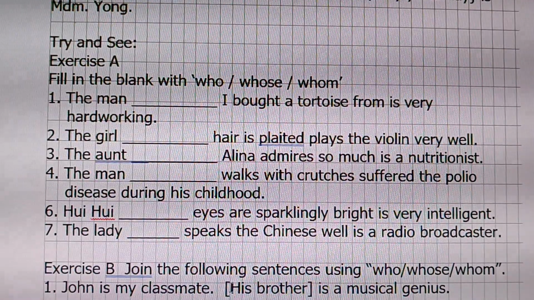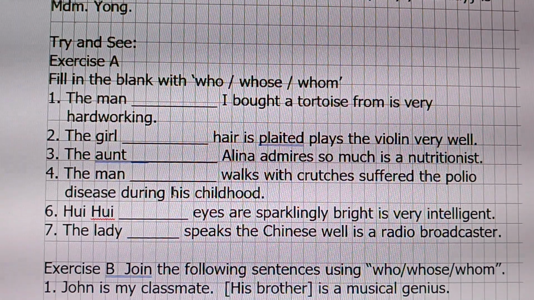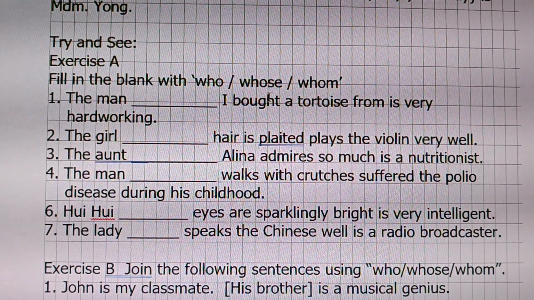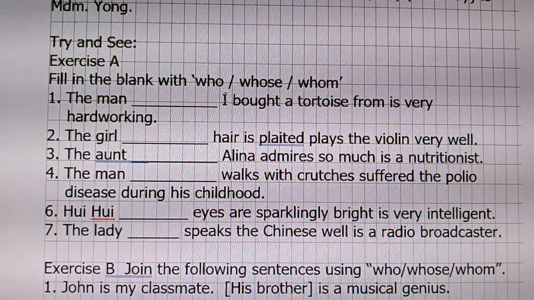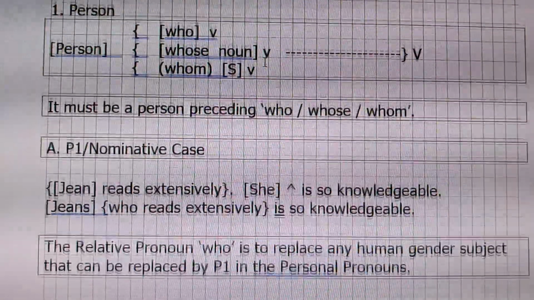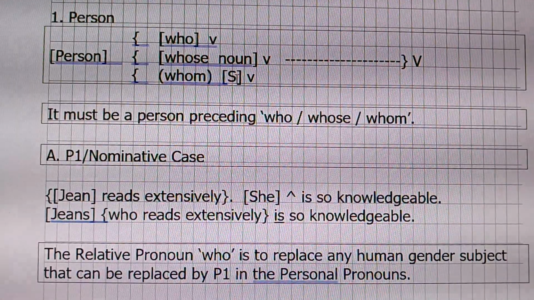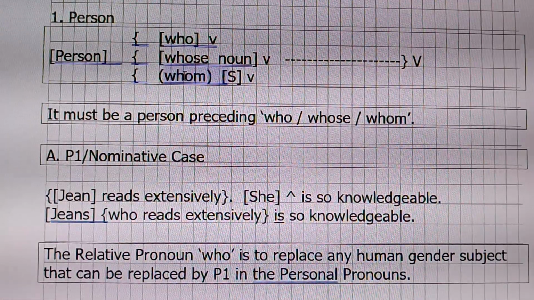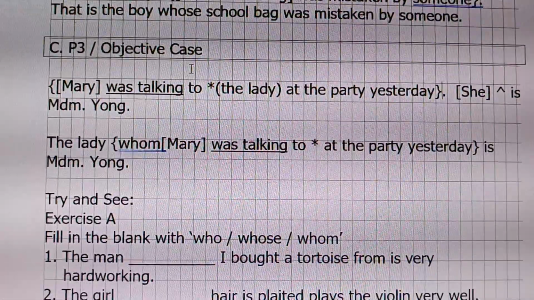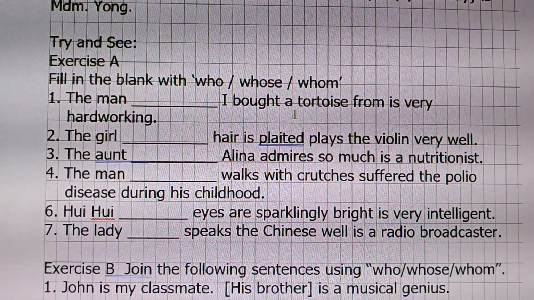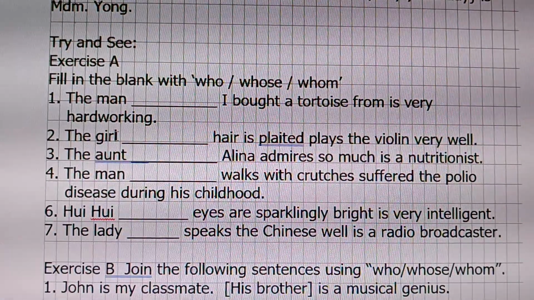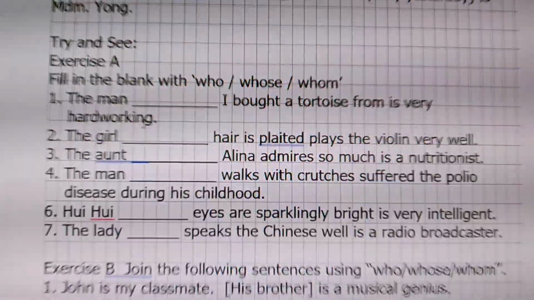Okay, who's whom? All right, so maybe we try number 1. The man, you see the structures. I bought, right? The man whom I bought. You look at the structures. If it has this structure followed by subject verb, so you use whom. You can even omit it. All right, the man I bought a tortoise from is very hardworking. So in the objective case, that can be omitted.